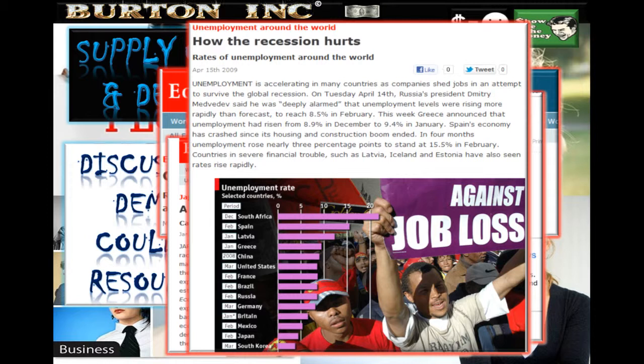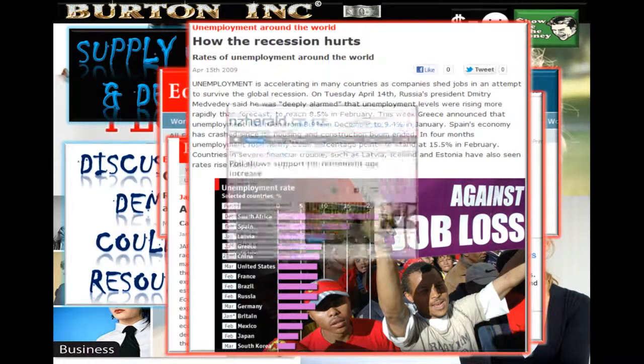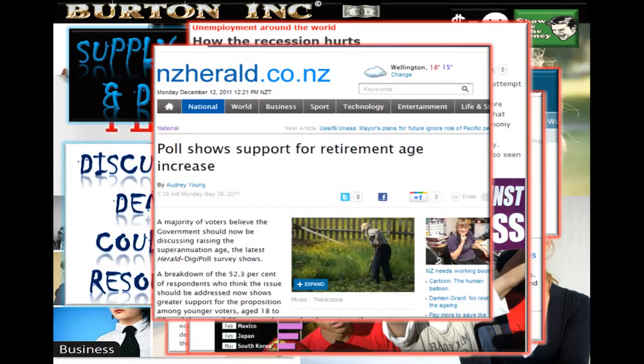It also puts downward pressure on wages. Perhaps in times of low unemployment, wage rates tend to rise quite quickly. With recession, wage rates tend to keep quite flat, which is good for businesses. A lot of countries over the last few years have increased their retirement ages. Increased retirement age increases the pool of available workers.